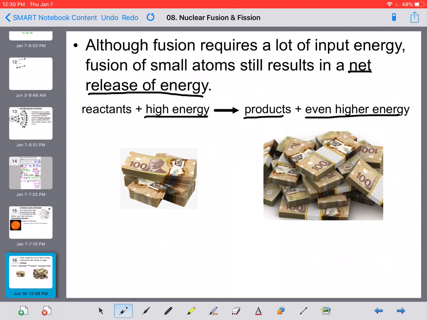So we don't actually do fusion reactions in nuclear reactors because coming up with the amount of energy required to make the fusion happen in the first place is really, really difficult. If we could make it happen, that would be great because we would end up with tons of energy from it. But making it happen in the first place is really, really hard. So we don't actually have fusion reactors, but we do have fission reactors.